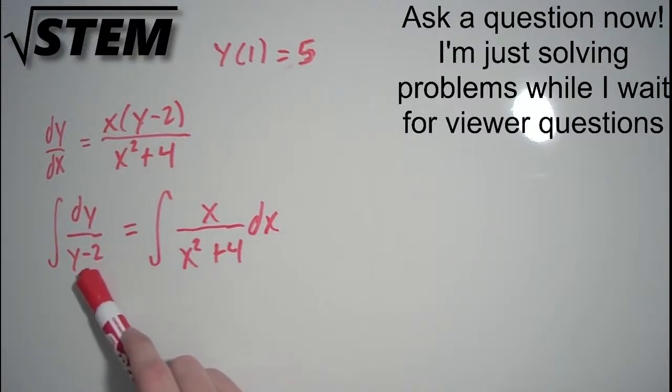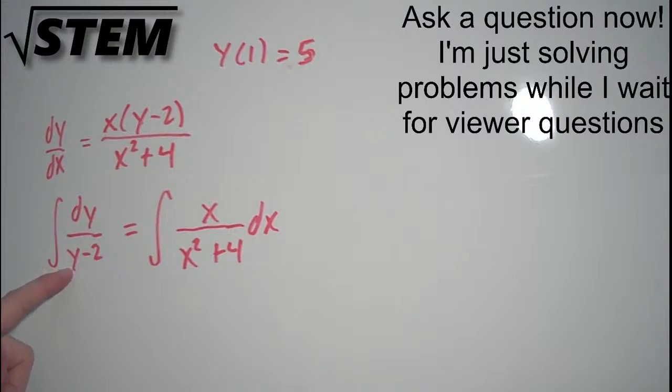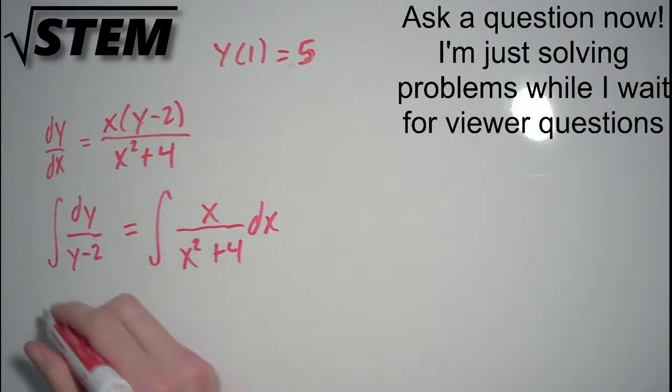So here we could do a u substitution where we let u equal y minus 2, du would equal dy, and then we would just be integrating du over u, or natural log of u is the result. So we're going to get natural log of y minus 2.